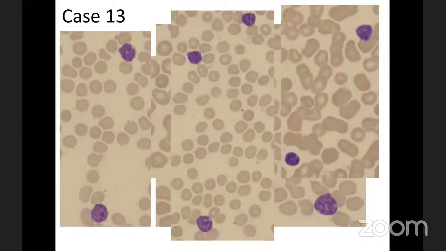Patient is an adult with lymphadenopathy. Any clue from the morphology? What do you think? Yes. At least 3 of you got it. Suggestive for follicular lymphoma.